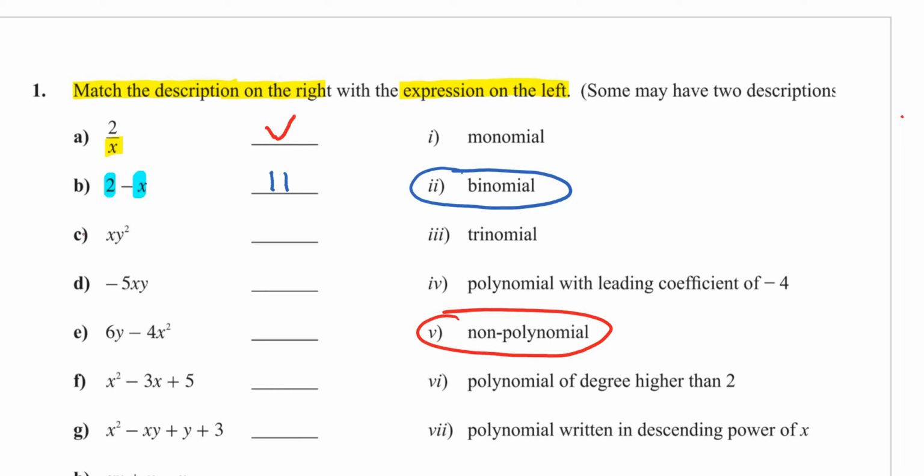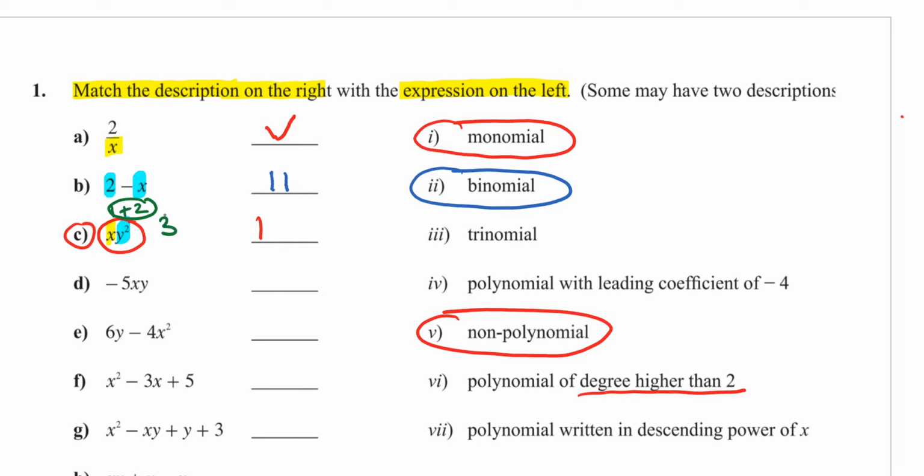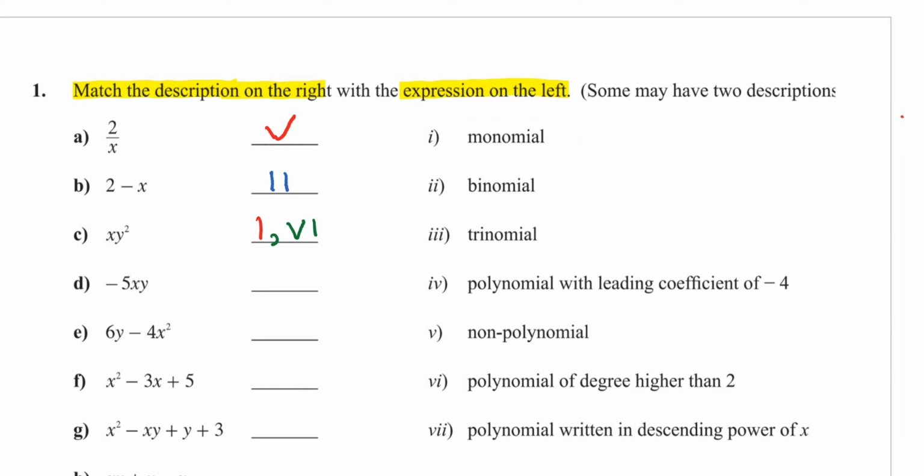For option C, we have a few cases. Because you don't have a plus or minus within those two variables, that's considered one term, so that's a monomial. So monomial could be used, but it could also be a polynomial of degree higher than 2, because if I take a look at the x, and the y squared, that's like 1 plus 2, so my degree here is actually 3. Since my degree is 3, it matches up with option number 6 as well. It's a polynomial of degree higher than 2. So option number 1 works, and option number 6 works as well. Okay, great. Let me just erase this, and then we'll move on to the next few letters.